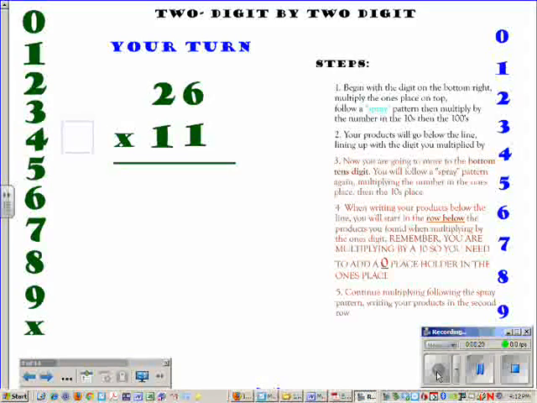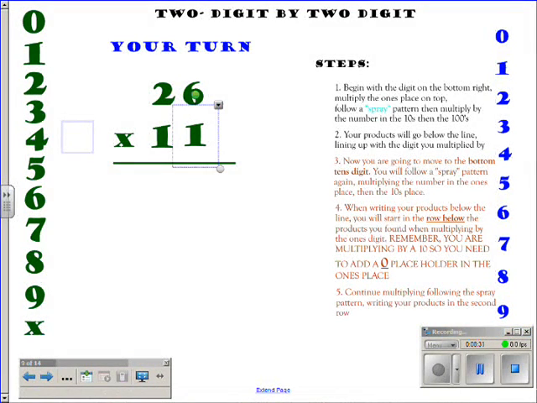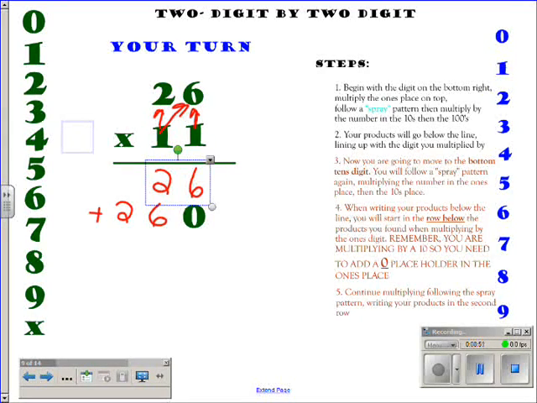All right, so what you should have done is done your first spray, which is 1 times 6, which will give you 6. 1 times 2 is 2. You're going to put your 0 placeholder in. Then move over to the 10. 10 times 6, which is 6. 10 times 2, which is 2. You're going to add your products up. 6, 8, 2. So if you did not have that, you're going to want to rewind, rewatch, and try a couple on your own.